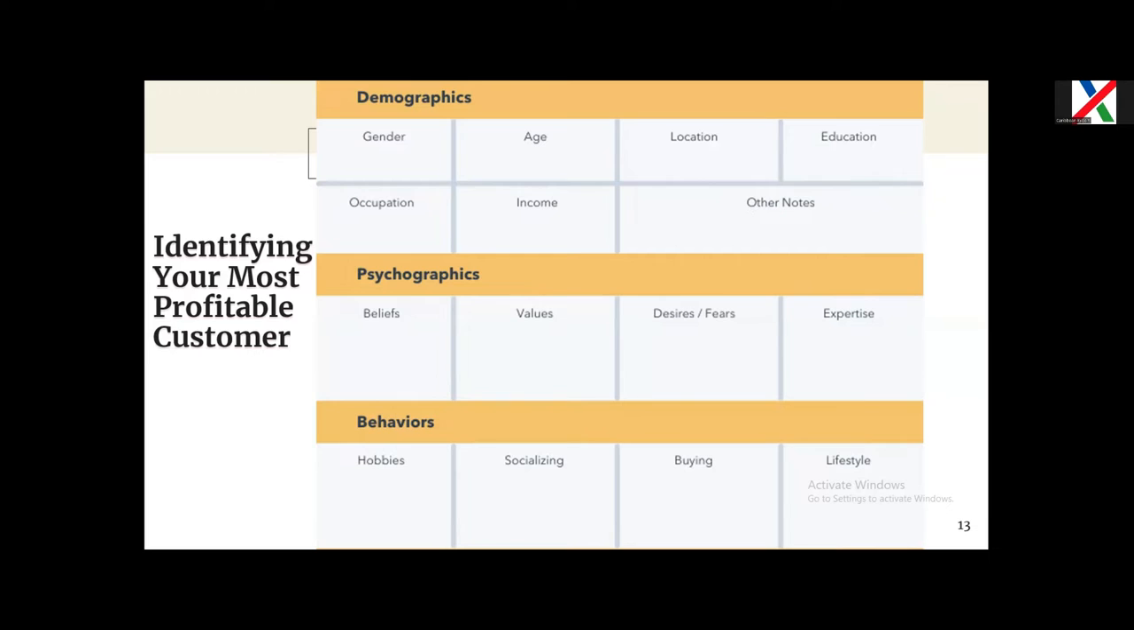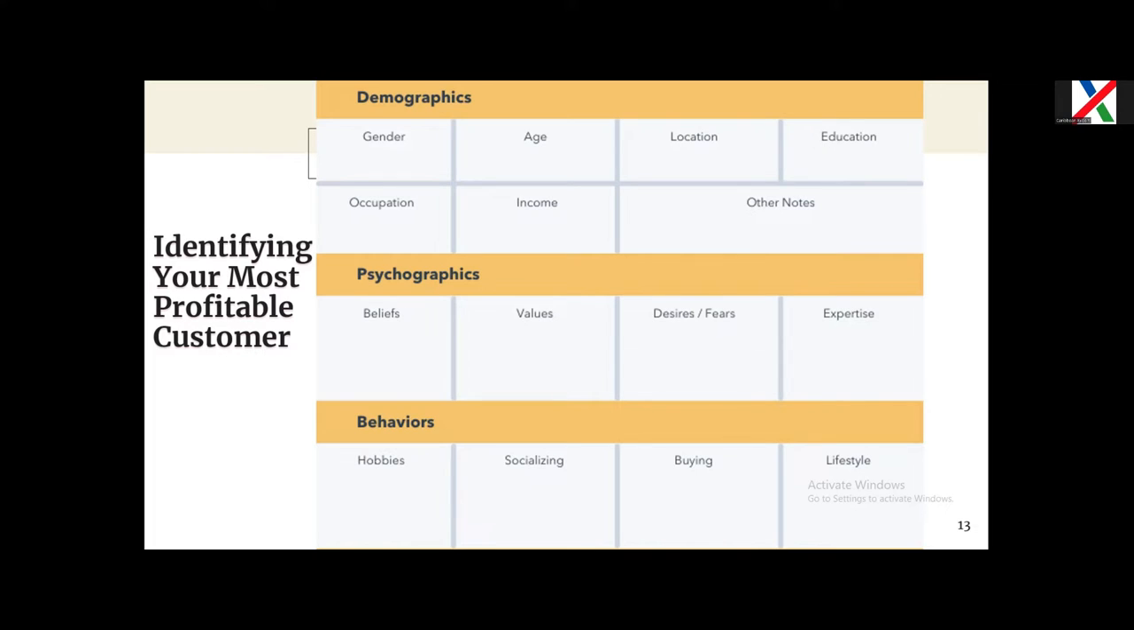If it is that she has products that are extremely expensive, then she can target persons with extremely high incomes, where that is concerned, right? Beliefs, Kim's Beauty, if you want to go after persons who believe in looking good, feeling good, who want to live their best lives, these are things that they value as well, right? Desires, again, to look good, to feel good, to be confident. Expertise does not matter in this case.